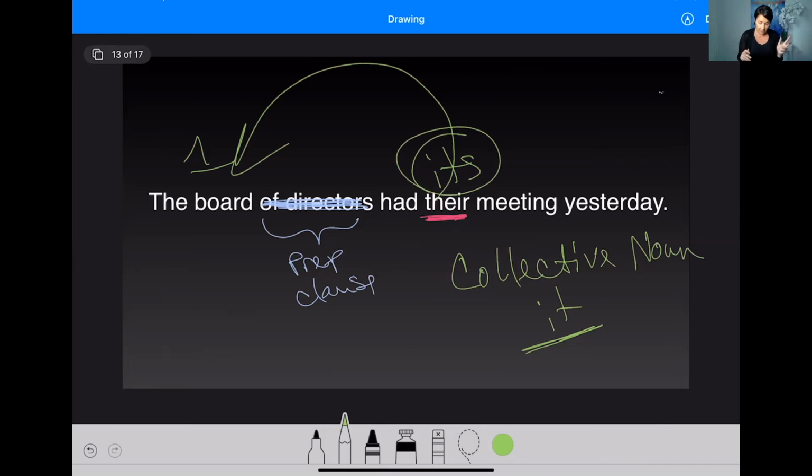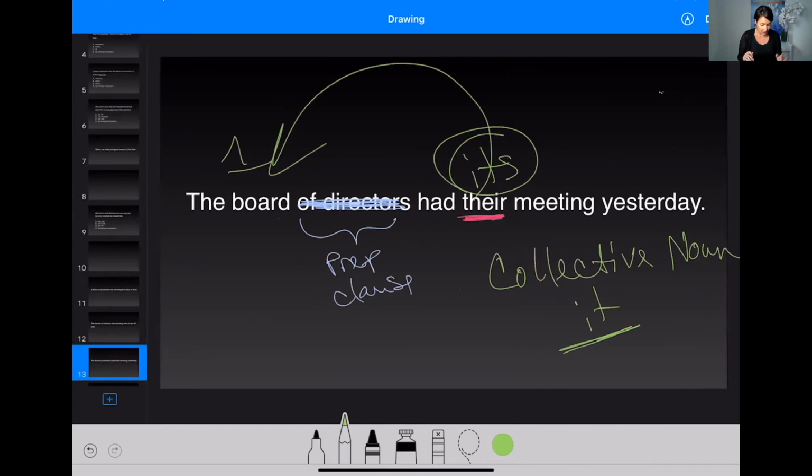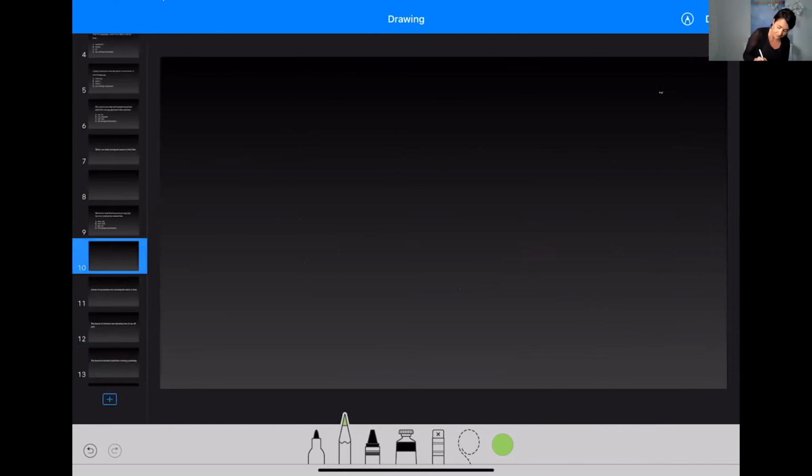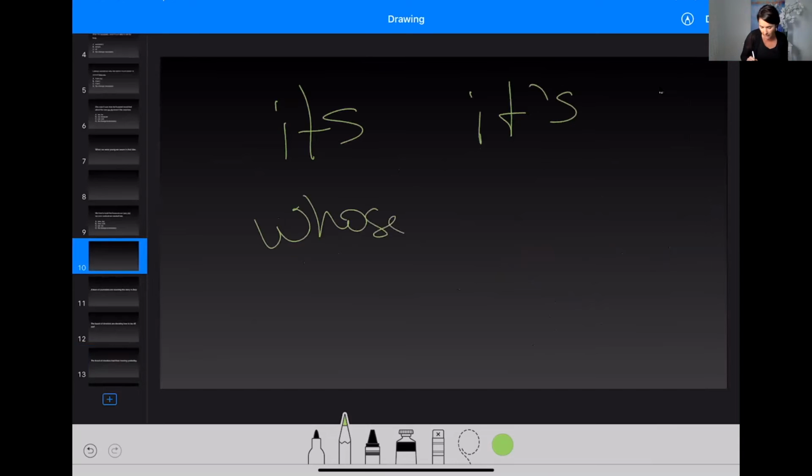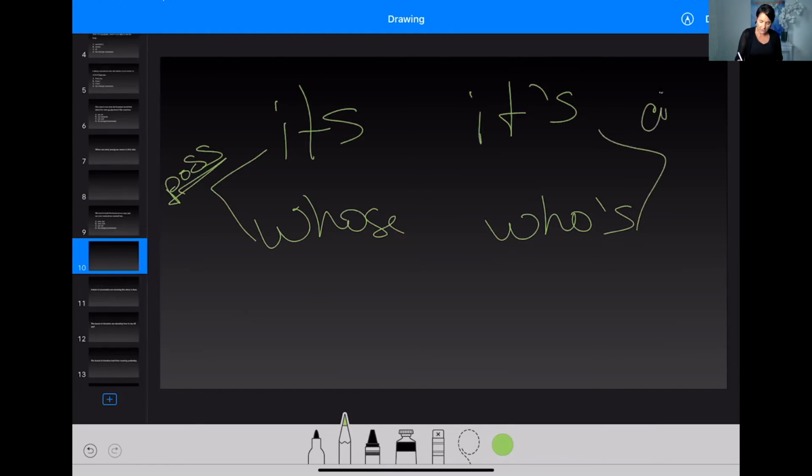Now this gives me an opportunity to talk to you about the difference between its and it's, and whose and who's. Its and whose are both possession, okay? The dog ate its bone. The board had its meeting. Okay. These two are the contractions.